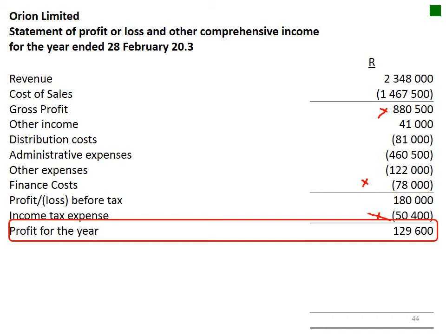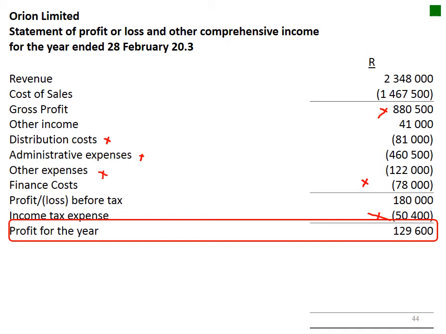You must please learn the format. It's the same format as you saw for a sole trader, except now you will have expenses classified by function, which means normally you will get distribution costs, admin expenses, and other expenses.